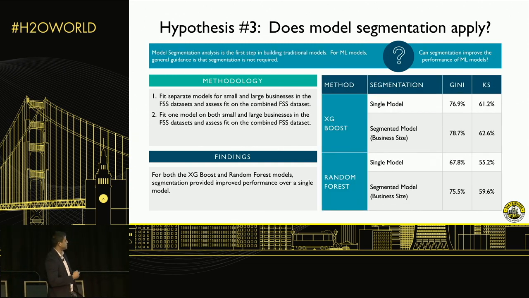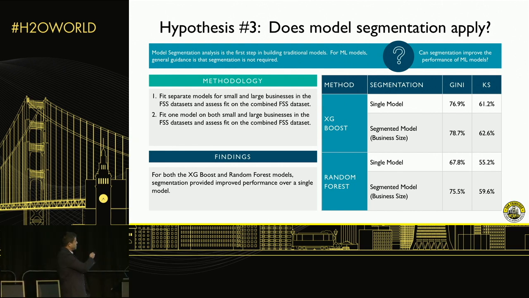Hypothesis 3 is, does model segmentation apply? So for traditional models, that's one of the first things you look at. For ML models, that makes sense. Recommendation from previous user is, no, you don't need to do it, because random forest or XGBoost model will pick that segmentation from the model if it's significant. What we found is that's actually not the case.